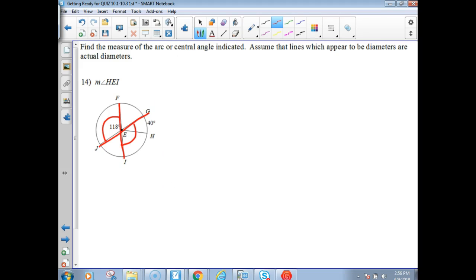All right, we want to know HEI right there. So we're just going to do 118 minus 40. It's not the only way you could get it, but it's the easiest way. It'd be 78 degrees. Question?